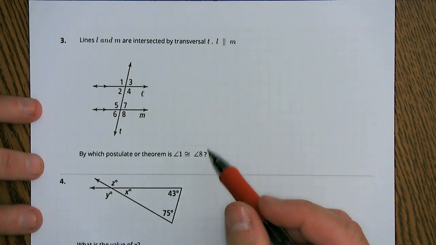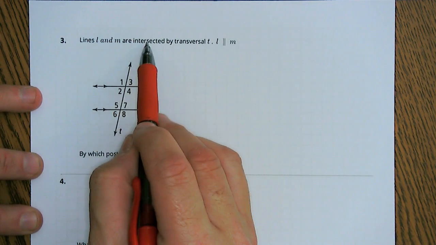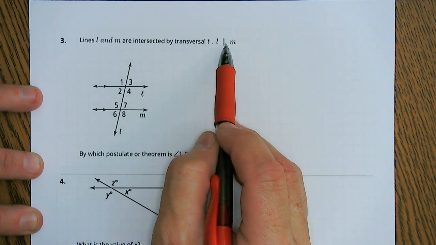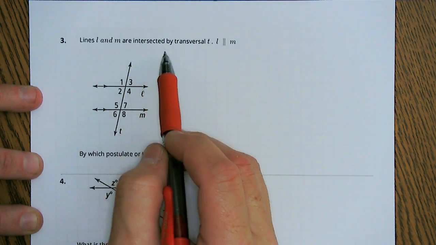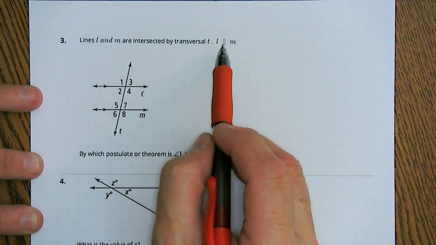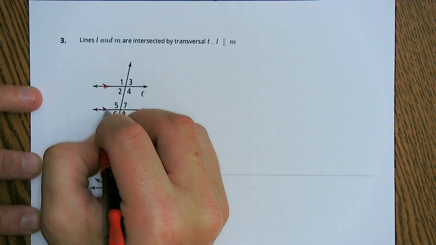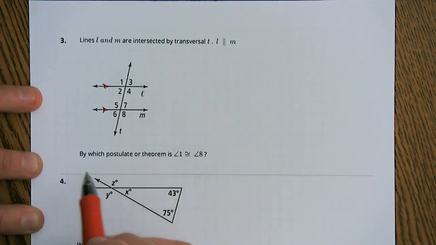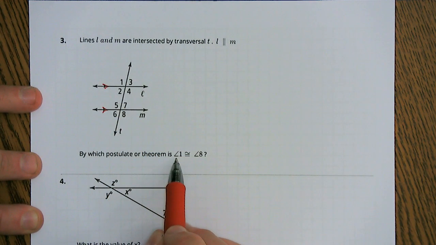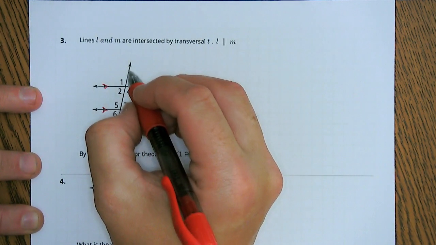Let's take a look at the next page here. Lines L and M are intersected by transversal T. L is parallel to M. T is a transversal. It says, by which postulate or theorem is angle 1 congruent to angle 8?